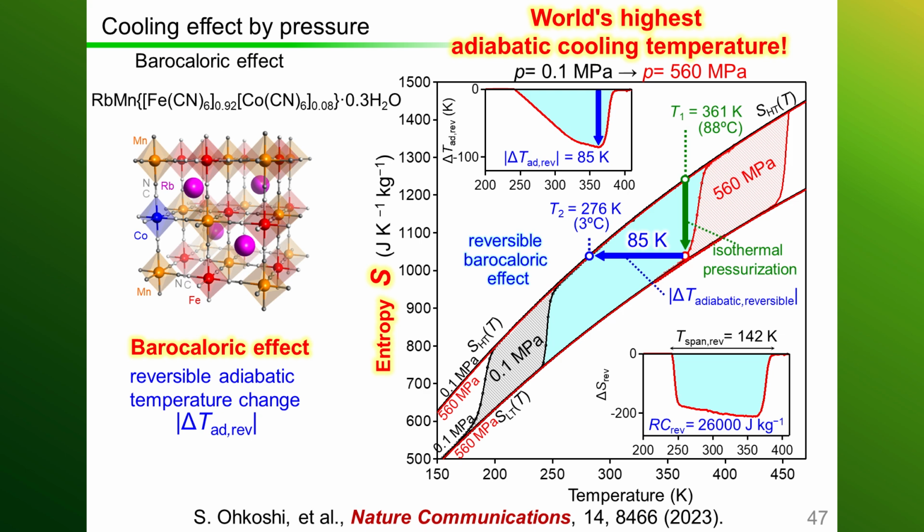I'm afraid this explanation might not work for you. What I'm trying to say is that the pressure increases from 0.1 megapascals all the way to here. And when it reaches 560 megapascals, for example, it becomes this state with a temperature of 88 degrees Celsius. The moment this applied pressure is released, the temperature quickly drops by 85 degrees Kelvin. This is a theoretical value based on experiments.